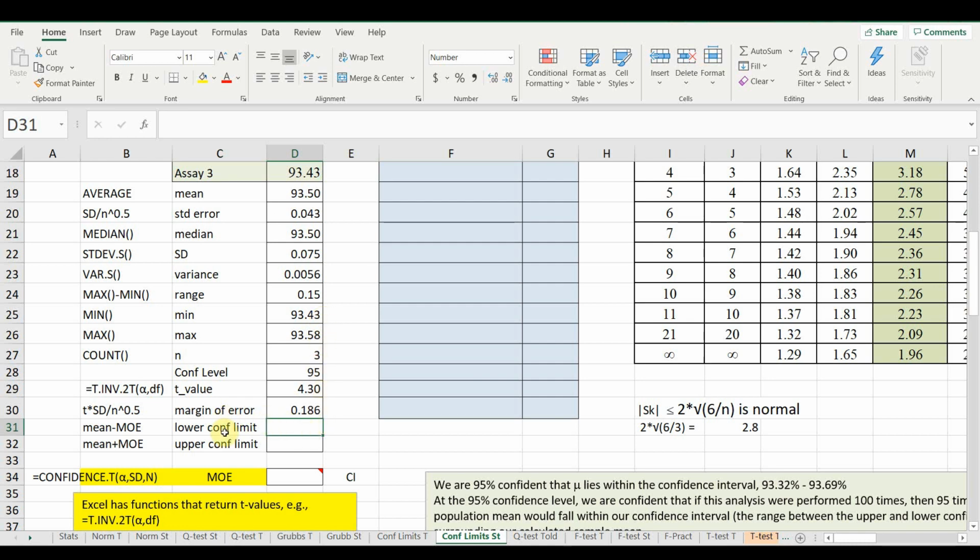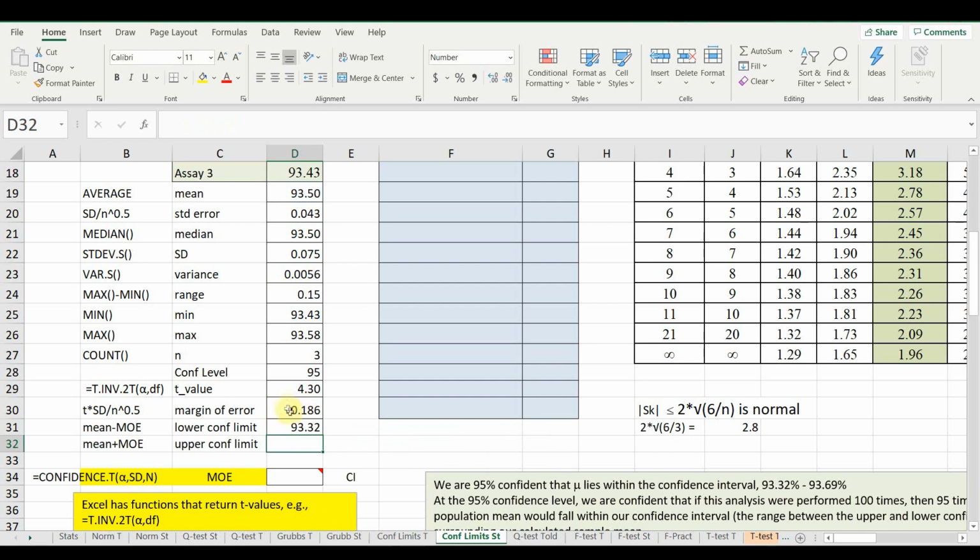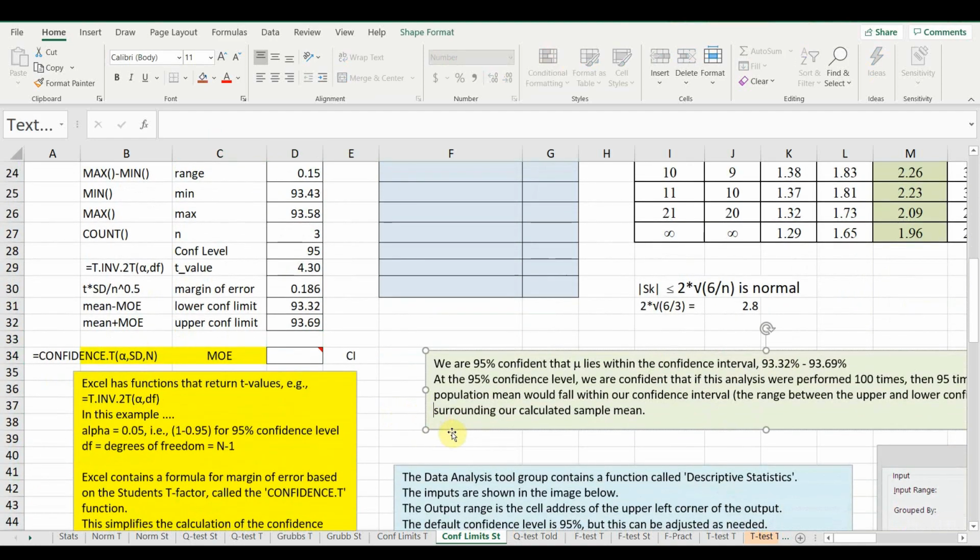So the lower confidence limit will be the mean, the sample mean, minus the margin of error. That'll be equal to our average, cell D19, minus our margin of error, which is now hiding. Let's see, what's that? In cell D30. D30, enter, 93.32, and the upper confidence limit is the mean plus the margin of error, equals the average plus our margin of error, enter, 93.69. So what we're saying here is this.